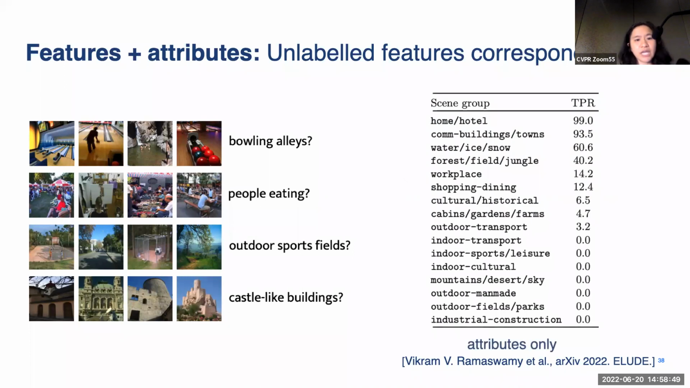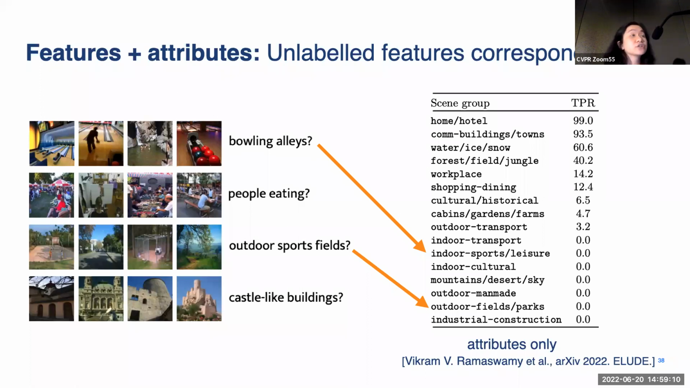And when we pull up the table from before, we notice that some of the directions from our low rank feature space actually map on quite well to the scene groups that couldn't be explained using attributes alone. For instance, bowling alley is an indoor sports and leisure scene, and both indoor sports as well as outdoor fields were not explained by attributes alone.